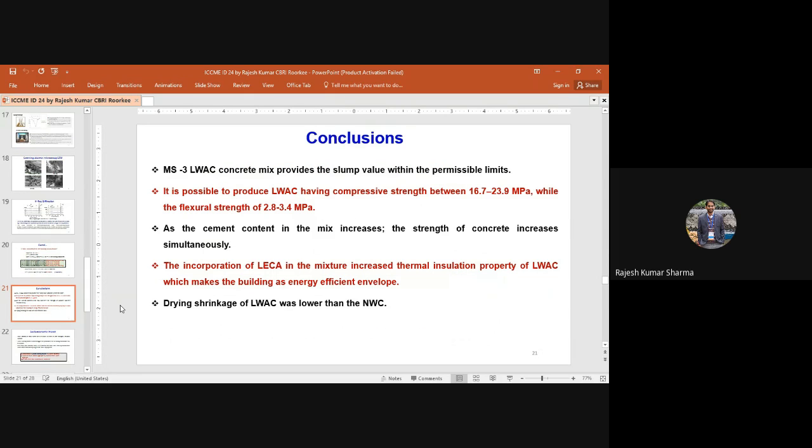So the conclusion of the study was that mix MS3 lightweight aggregate concrete shows permissible slump value. The compressive strength ranges from 16 to 24 MPa with flexural strength of 2.8 to 3.4 MPa, and drying shrinkage of lightweight aggregate concrete of mix MC5 was lower as compared to the other mixes as well as normal weight concrete.